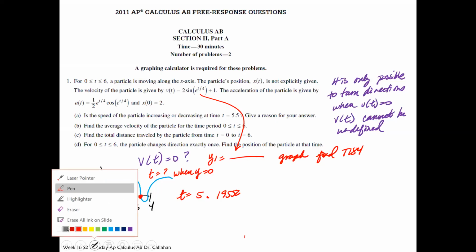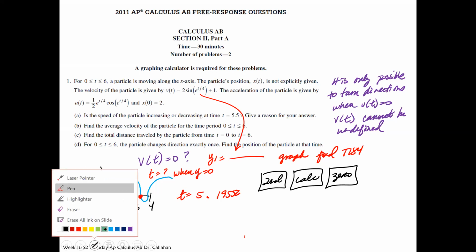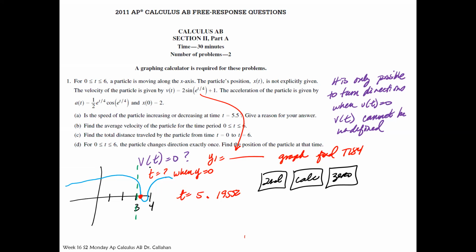And you're able to find this if you actually just go to second calc. Going back to Algebra 2 Honors, you're going to go to 0. And then it's going to ask you for the left bound and the right bound. So the left bound, you want to put it right over here on the left side. Right bound, you want to put it right there on the right side. And it's going to make an estimate. And our estimate is that t equals 5.1552 when y equals 0. Okay, so that's how you'll get that answer.